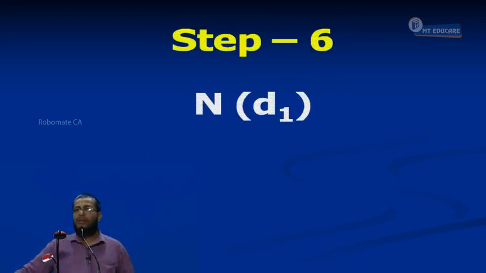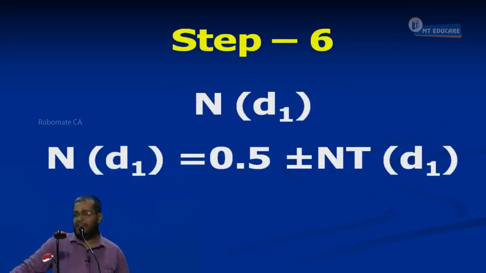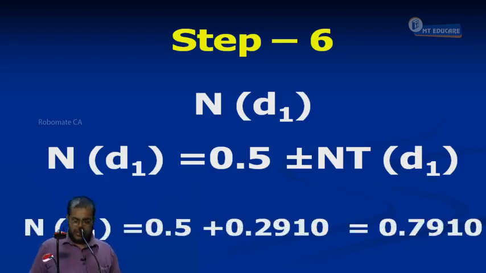What is ND1? ND1 is equal to 0.5 plus or minus NTD1. Should I add or subtract? Why should I add? D1 is positive. It is 0.5 plus 0.2910, which is equal to 0.7910. Can I proceed? Next.